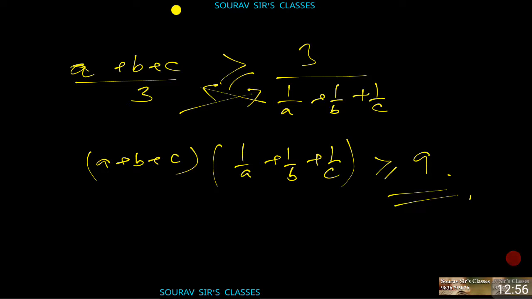Hence, proved. Hence, the minimum value of the given expression, that is (a+b+c) into (1/a + 1/b + 1/c), is 9. Hence, option A, 9, is satisfied.